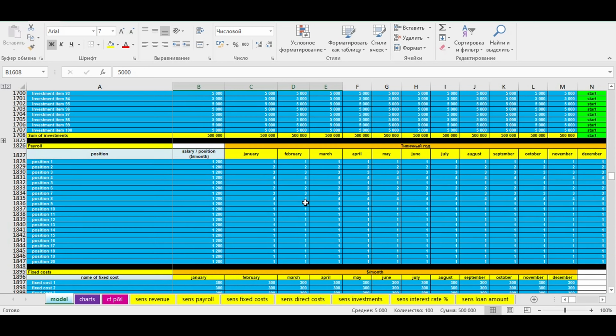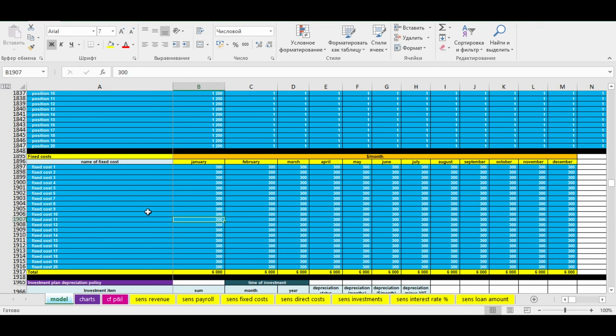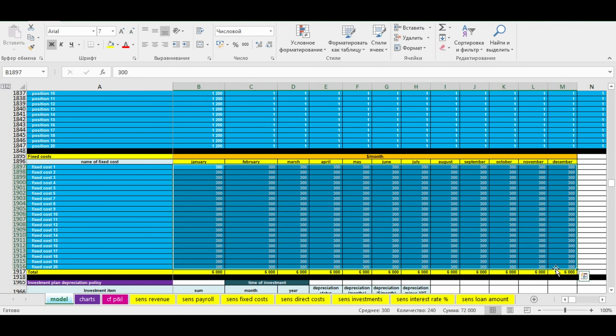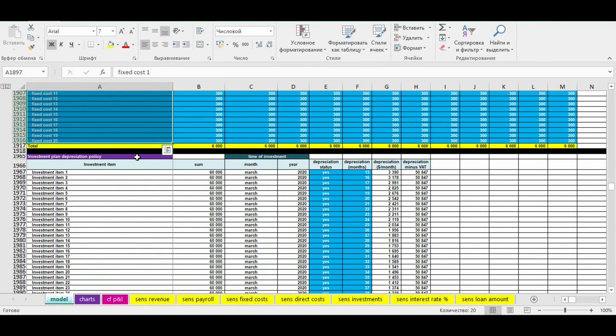Then we have a payroll table where we mention salaries, positions, and seasonality of amount of people on each position. Our agricultural farm may also have some fixed costs, which can be specified here. We've marked a typical year where you can put your fixed costs even if they have some seasonal fluctuations. Going ahead, we also have a depreciation table. If we have a depreciation for the investment item, we can set the depreciation status and specify the period of depreciation in months.